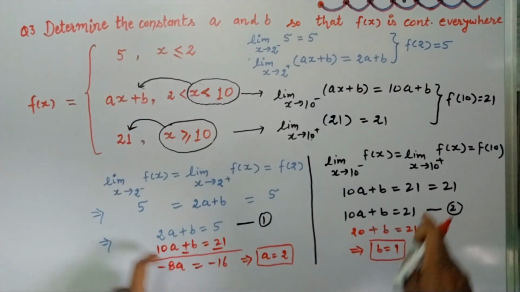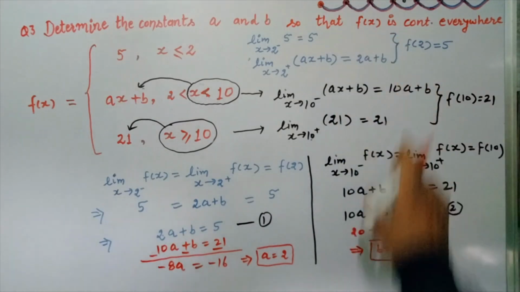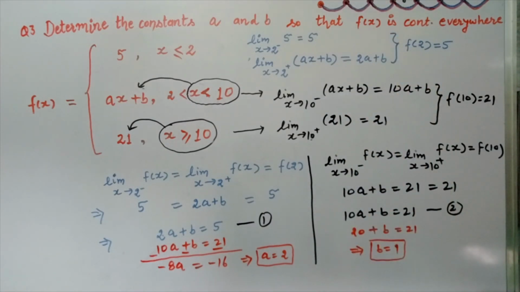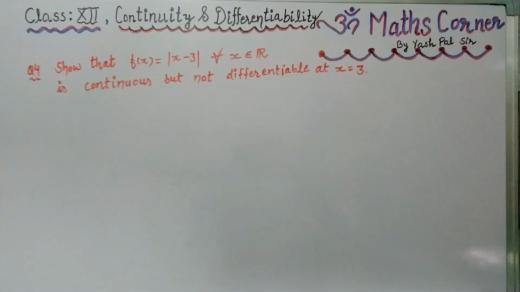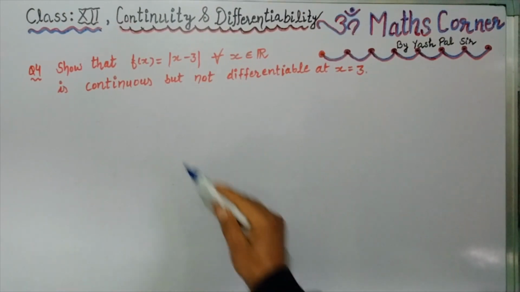So what was the question? Determine constants a and b. A is 2 and b is 1 when the whole function is continuous everywhere. Now the next question.